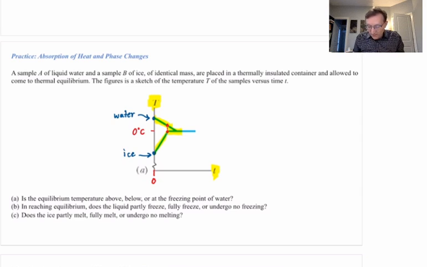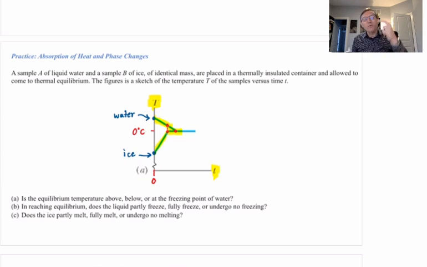So now go across a little bit. The flat part for the ice says it's still undergoing phase change, still melting, and therefore the temperature of the water still goes down. The next key point, which I'll mark with another red dot, is right there, when the water reaches 0 degrees Celsius.